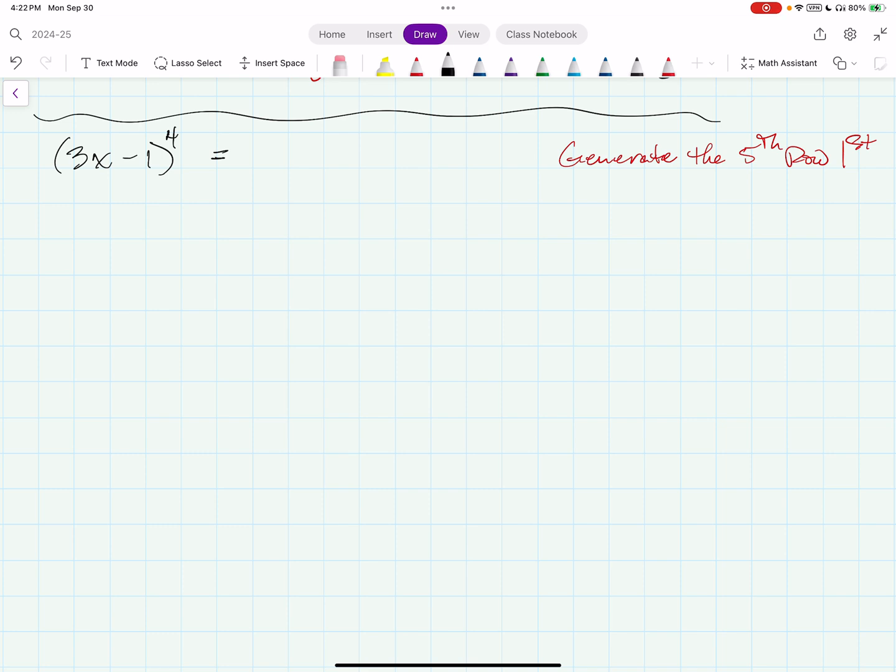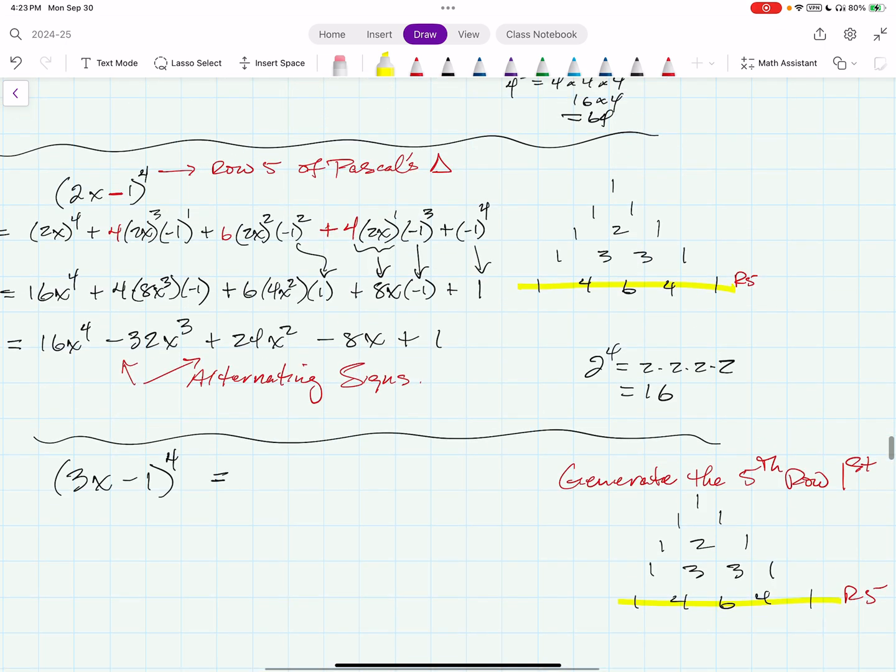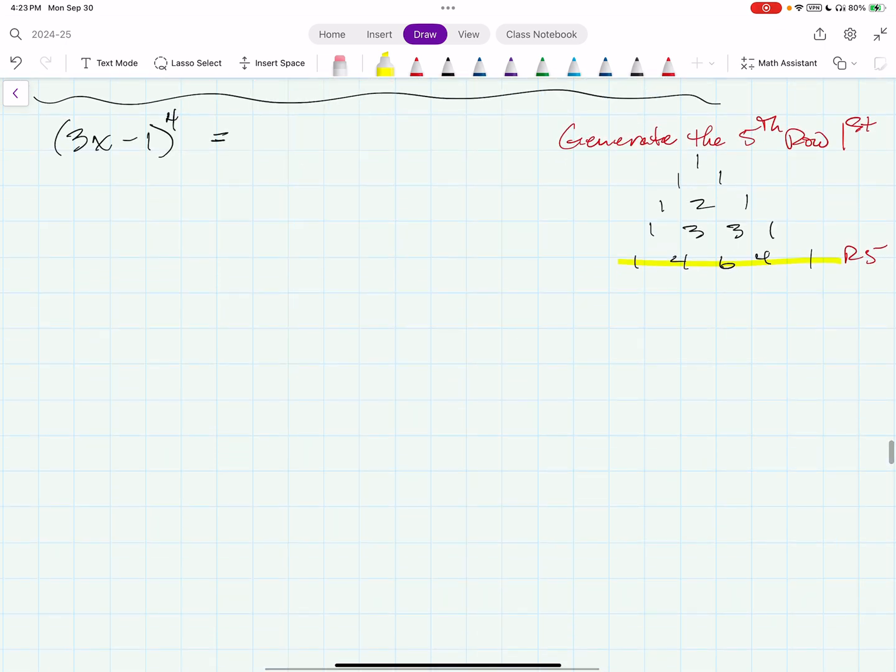Okay, so I'm going to assume that you generated. So here we go. Let's check. 1, and then 1, 1, and then 1, 2, 1. 1, 3, 3, 1, 1, 4, 6, 4, 1, and there's your fifth row. Okay, that's row 5. So 1, 2, 3, 4, 5. There's your fifth row, and these are the coefficients you need.